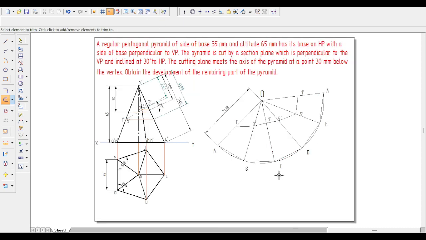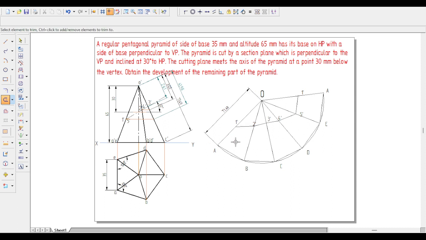Now the last step, what we can do here, we can observe the last sentence, obtain the development of remaining part of the pyramid. That means when you cut this one with the 30-degree angle cutting plane, which is perpendicular to vertical plane and inclined to HP 30-degree, it is going to cut each and every slant edge with respective points here. Here we have shown, we have developed this one. Then from the last sentence, what we need to highlight here, the below part of this one, that is the remaining part. After cutout of this one here, this is the remaining part.